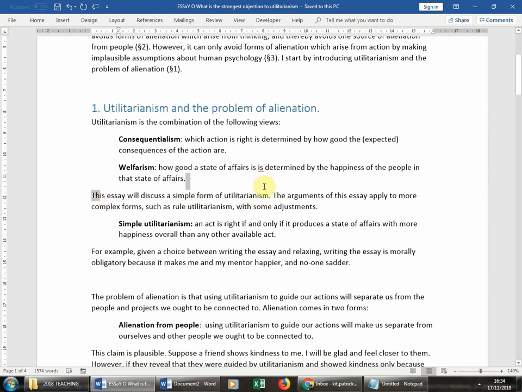Here, we've got something quite ingenious, actually. A little bit of fancy footwork done in 2 short sentences. This essay is going to discuss only this simple form of utilitarianism, and the arguments will apply to more complex forms such as rule utilitarianism with some adjustments.